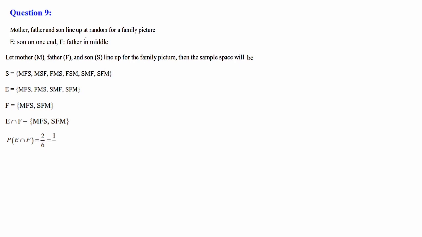So 2 by 6, that is 1 by 3. Next one is P of F. F is having two elements. So 2 divided by total elements in the sample space 6. So 2 divided by 6, that is equal to 1 divided by 3.